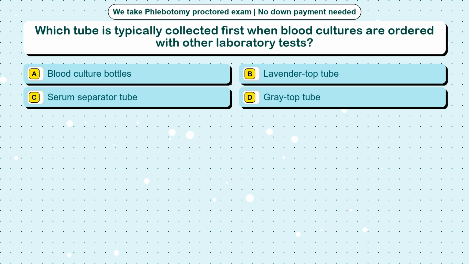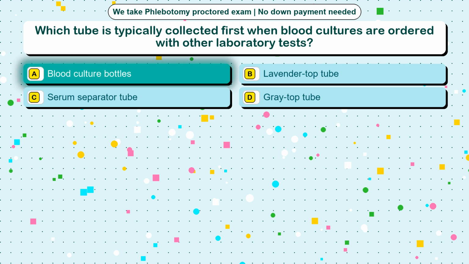Question 88. Which tube is typically collected first when blood cultures are ordered with other laboratory tests? Option A. Blood culture bottles. Option B. Lavender top tube. Option C. Serum separator tube. Option D. Gray top tube. The correct answer is option A.